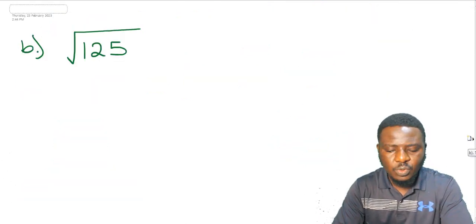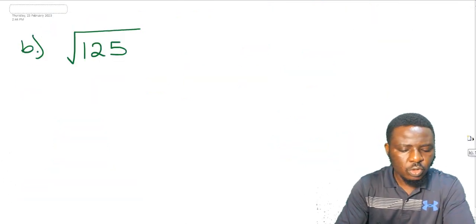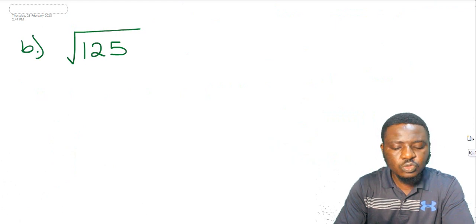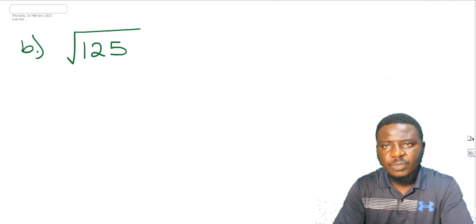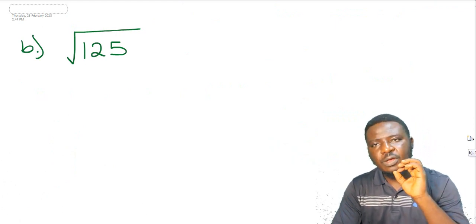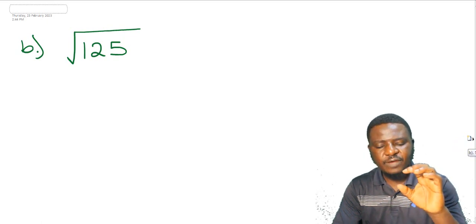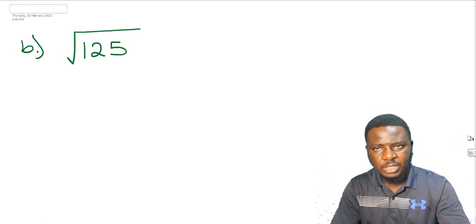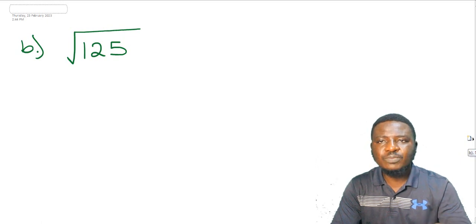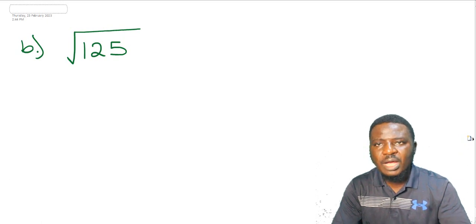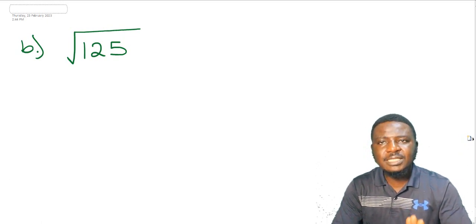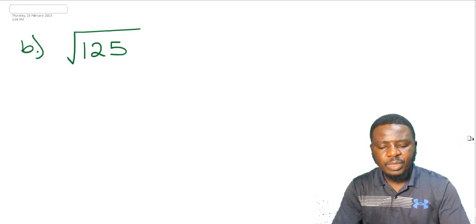B, we are asked to simplify root 125. All I advise you to do is carefully look at the rational number under the square root sign. If it can be expressed as a product of 2 factors where one is a perfect square, then that can be simplified. Otherwise, it is said to be in its basic surd form.